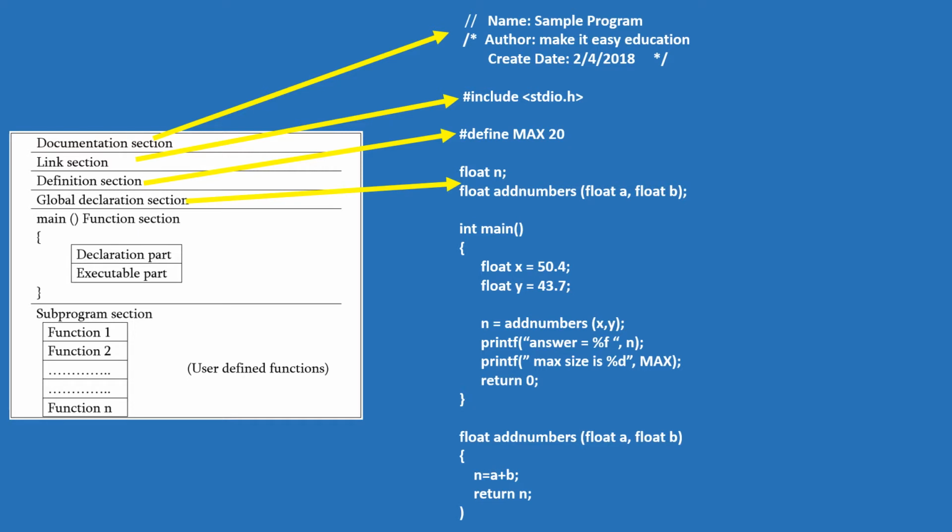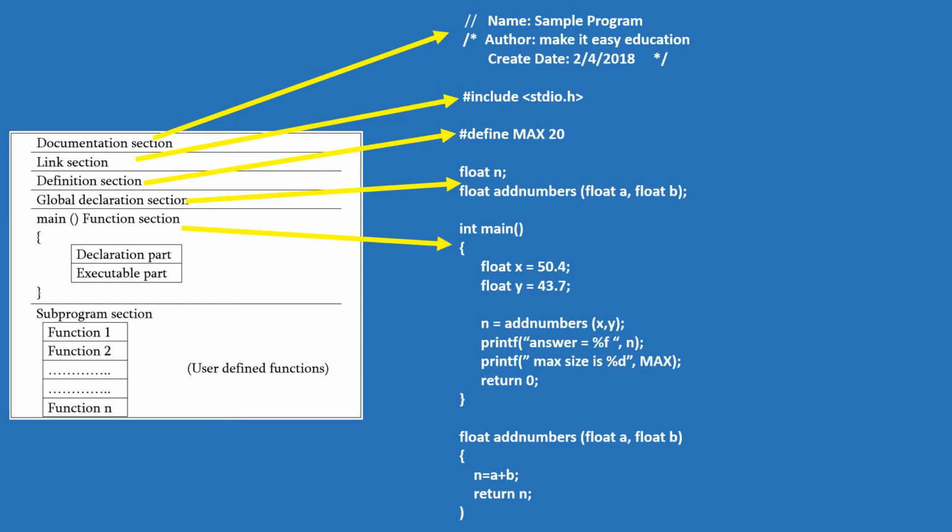Global declaration section. There are some variables that are used in more than one function. Such variables are called global variables and are declared in the global declarations section. In this example, we are declaring a global variable n, and we are declaring a user-defined function.